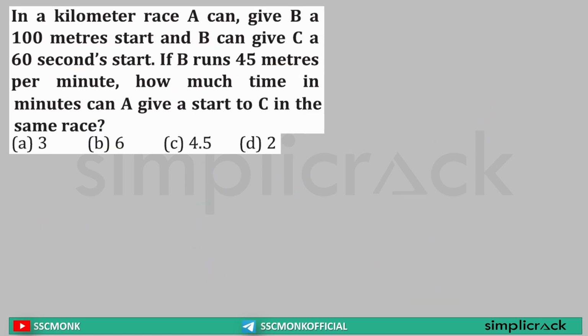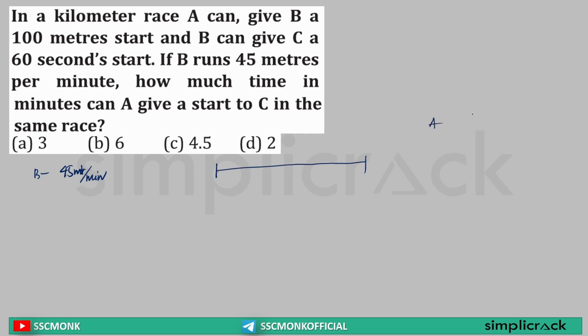Next, in a kilometer race, A can give B 100 meter head start. B can give C a 60-second head start. If B runs 45 meter per minute, how much time in minutes can A give a start to C in the same race? Sir, the race is what? Sir, it is what is happening.